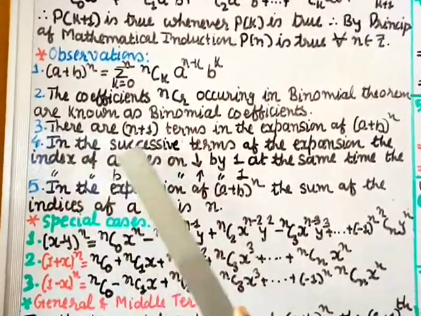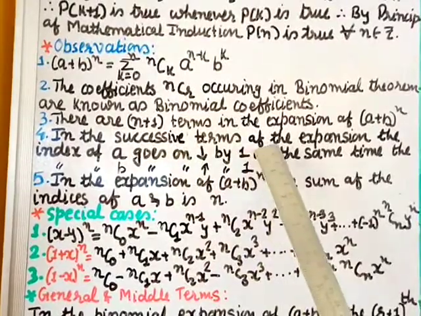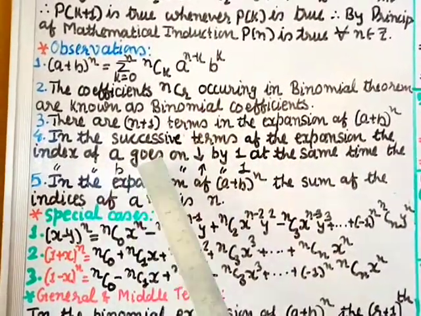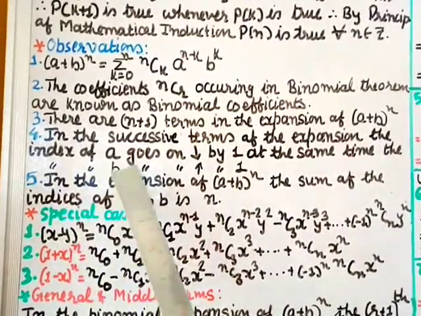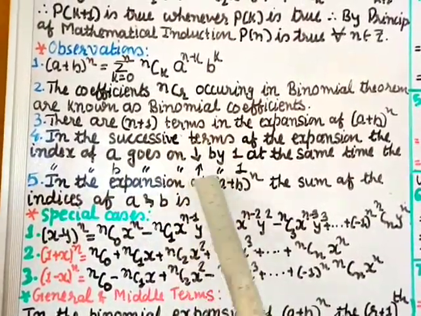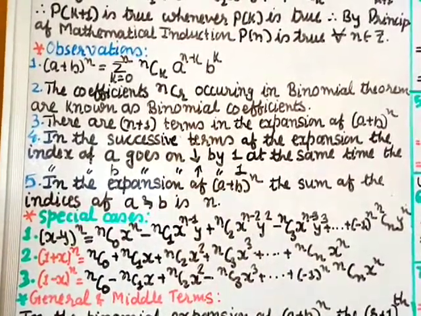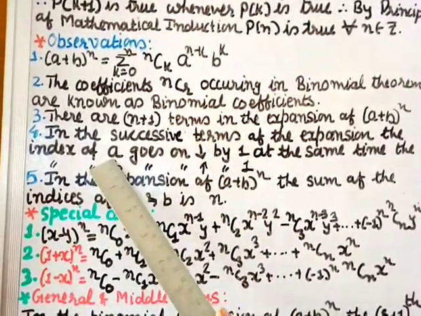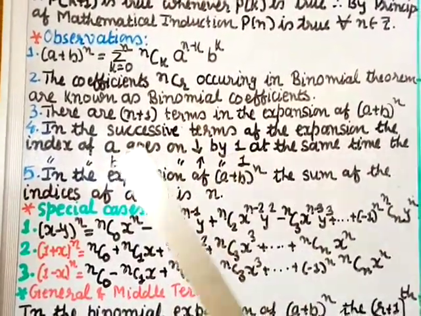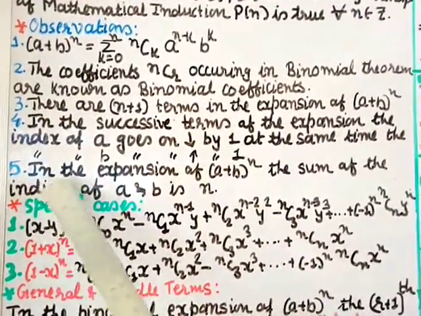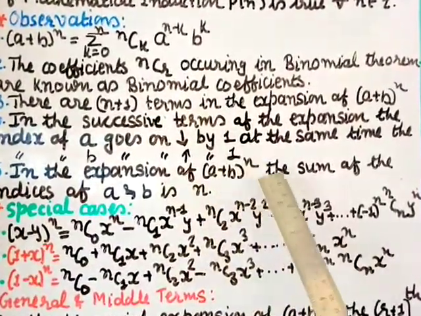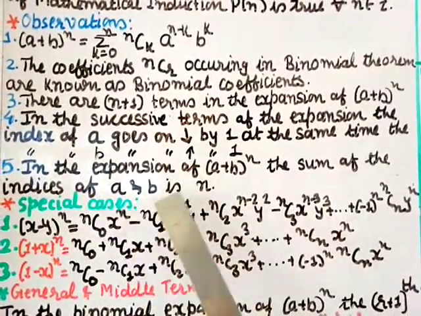Okay, in the successive terms of the expansion, the index of a goes on decreasing by 1. At the same time, the index of b goes on increasing by 1. So in the successive terms, the power of a decreases by 1 and at the same time the power of b increases by 1. Okay, number 5, in the expansion of (a + b)^n, the sum of the indices of a and b is n.